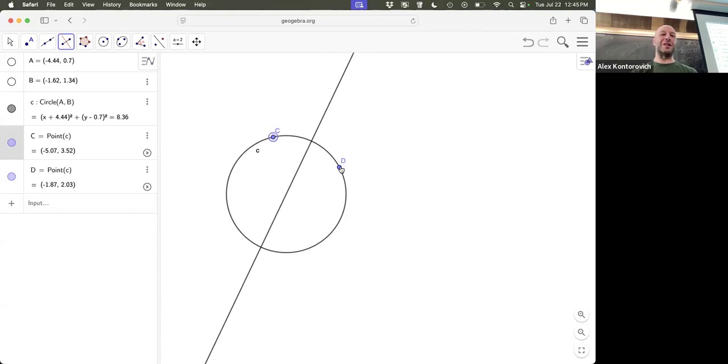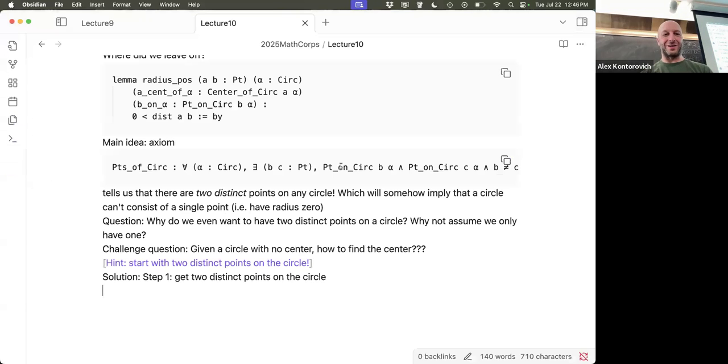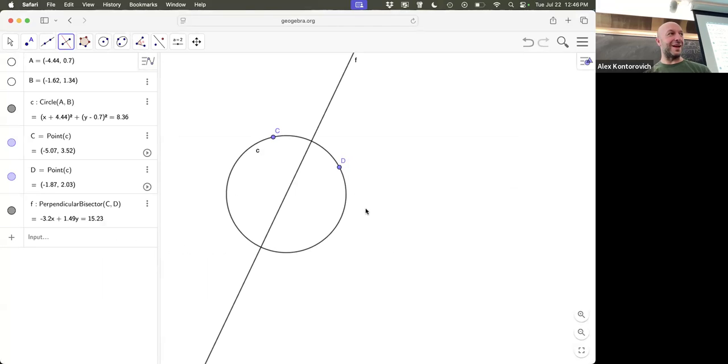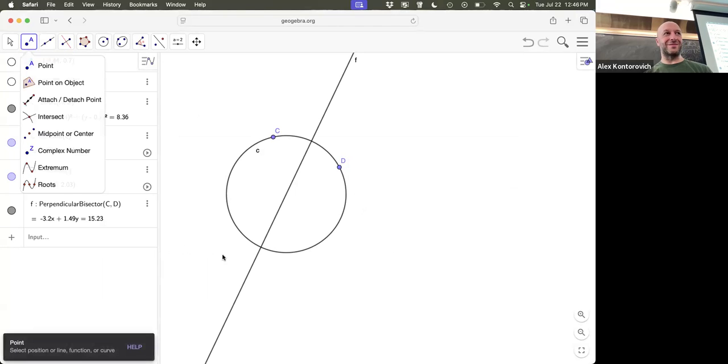but GeoGebra gives us a perpendicular bisector tool, which doesn't actually exist, but you can perpendicular bisect by straight edge and compass. So step 2, which is really a bunch of steps, by straight edge and compass, draw the perpendicular bisector of those two distinct points. And now what? You could, but I don't know where to get another chord, because all I've assumed is that my circle has two distinct points, not more.